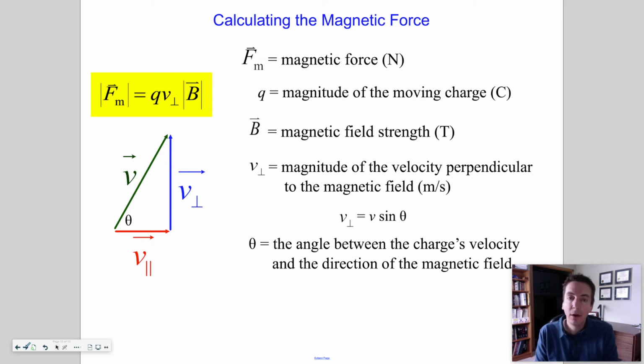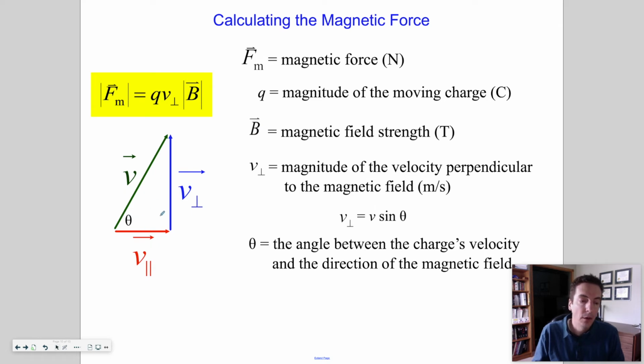Now, calculating the magnetic force. There's the formula: magnetic force in newtons. Q is the magnitude of the moving charge, so it stands to reason that the bigger the charge, the bigger the force it's going to experience. Magnetic field strength is expressed in a unit called teslas, capital T. And the faster the velocity, the greater the force. So that's the magnitude of the velocity perpendicular to the magnetic field.